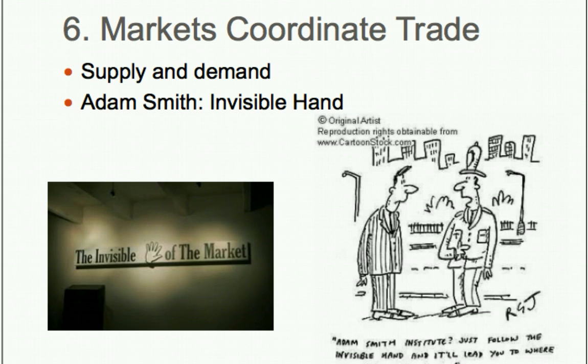The sixth principle is markets coordinate trade. This is just looking at supply and demand, and it's really consumers and producers who decide what the prices are and what's going to be produced. It's not the government. Adam Smith, the father of economics, writes about the invisible hand. We often refer to the lack of government involvement as the invisible hand, and markets actually do a pretty good job of coordinating trade, whether it's going to Target or McDonald's or Menards. The prices are set because that's what people are willing to pay.